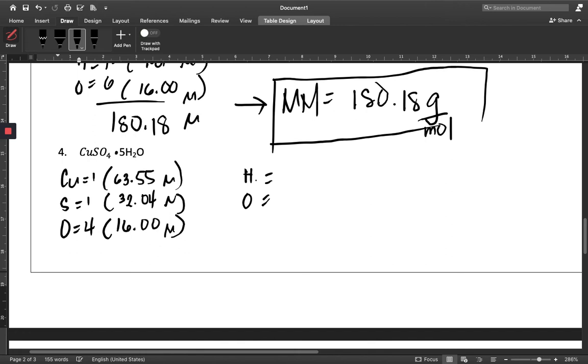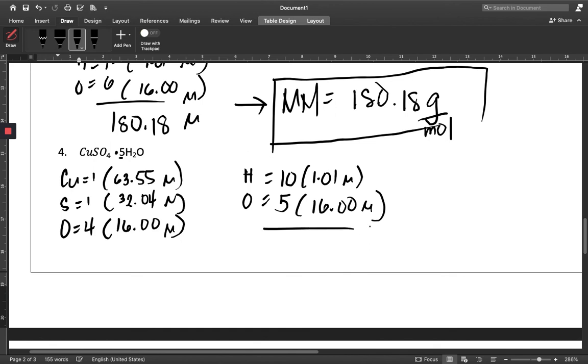Now take note that the coefficient beside the formula for water represents how many groups of water there are, or how many water molecules there are. So we must also take that into account. Since it has 5 as its coefficient, we also multiply 5 to the subscript. So all in all, we have 10 hydrogen atoms, and the atomic mass of hydrogen is 1.01, right? And then oxygen, so we distribute 5 here. There are also 5 oxygen atoms, because there are 5 water molecules, and then 16 mu.